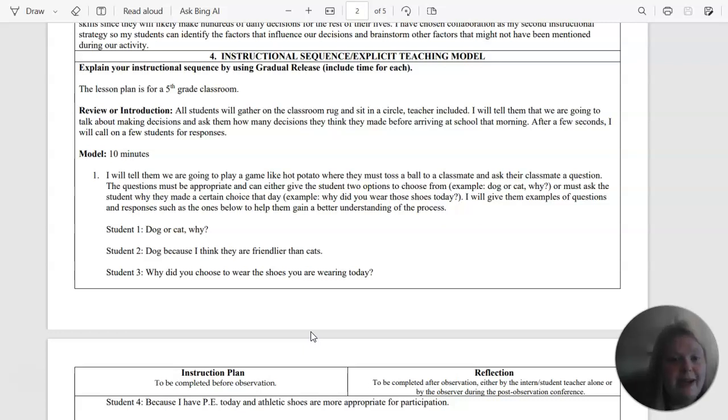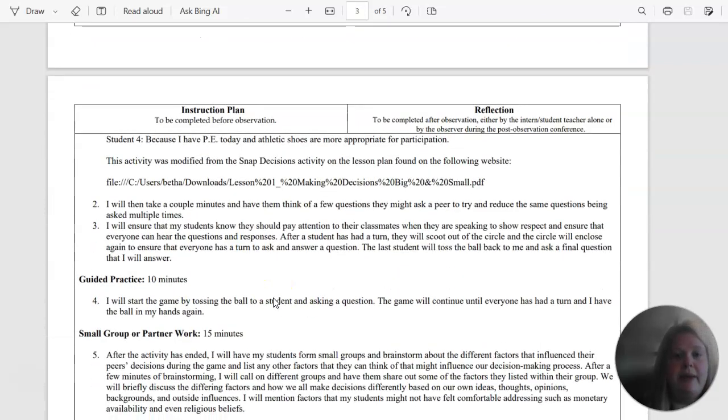Student 2 should say, why did you choose to wear the shoes you're wearing today? And then on to student 3, who would say, because I have PE today and athletic shoes are more appropriate for participation than, say, strappy sandals might be.